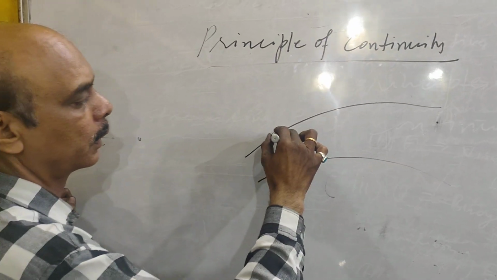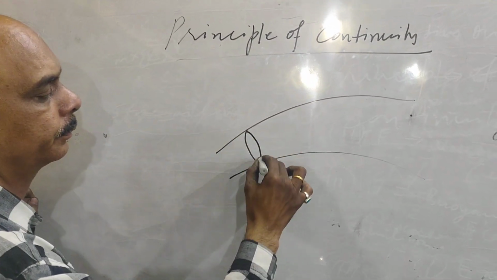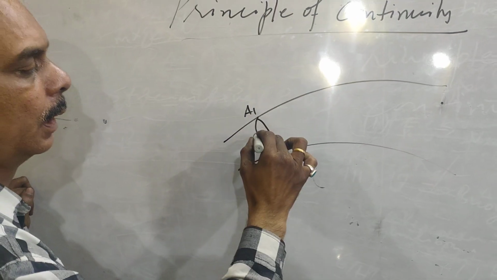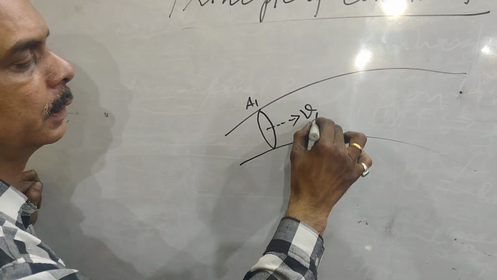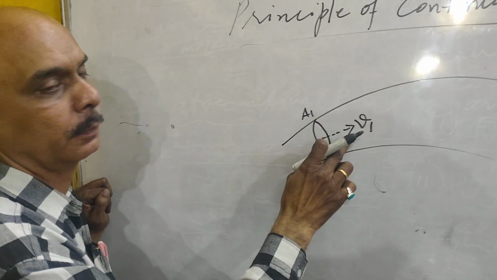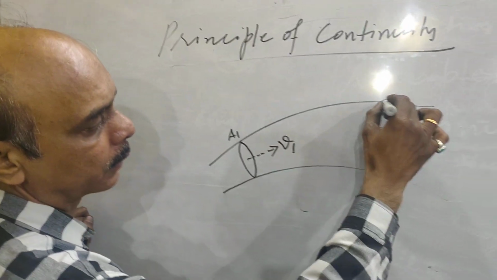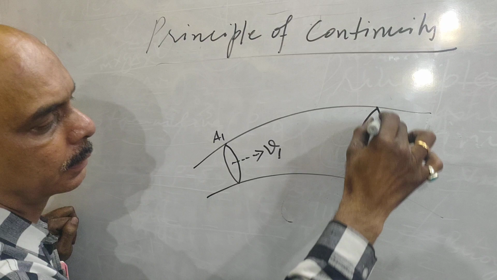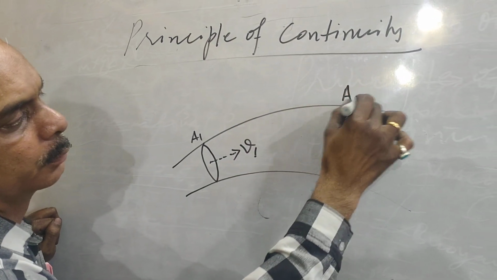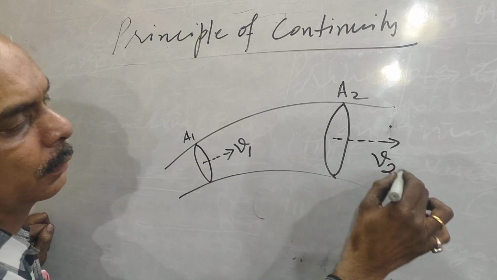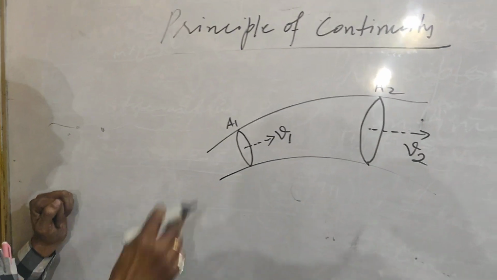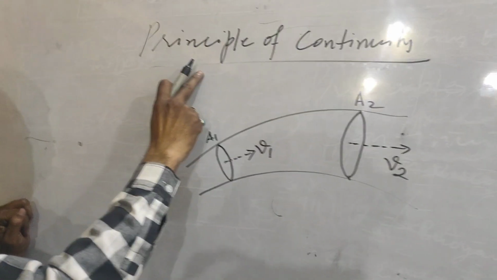Here, suppose the cross-sectional area is A1 and the liquid is flowing with velocity V1. It is passing through this point with V1. And suppose the cross-sectional area at this point is A2 and the liquid is flowing through this point with velocity V2.